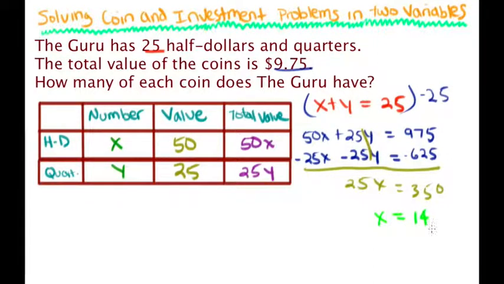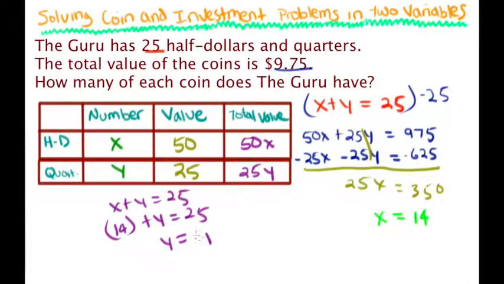So we have 14 half dollars. So the guru has 14 half dollars. Now we have to find the number of quarters he has. So we'll plug it back into one of the equations. I'm going to plug it back into the first one because it's a simple one-step equation. So x plus y equals 25. X is 14, so 14 plus y equals 25. So y equals 25 minus 14, which is 11.